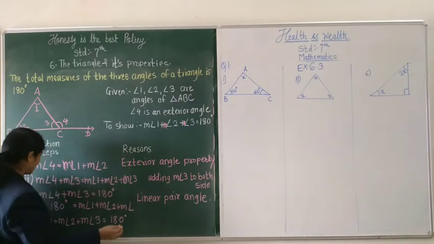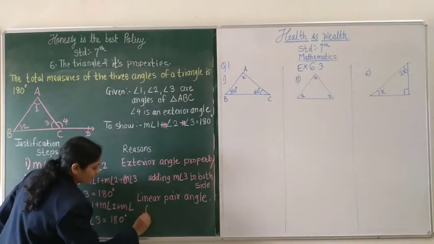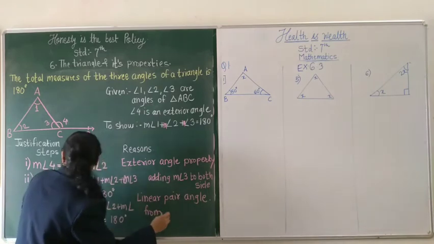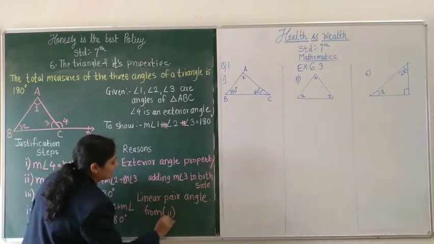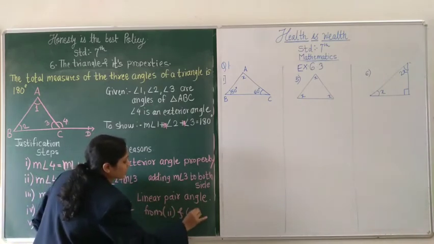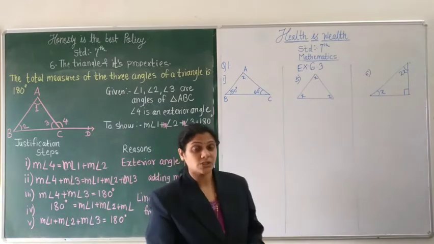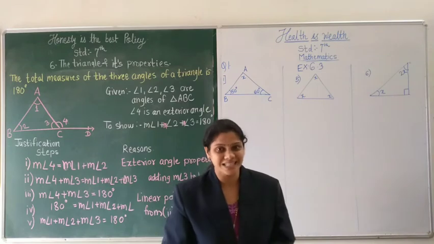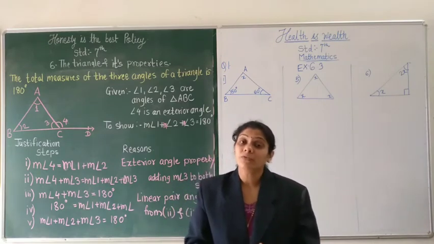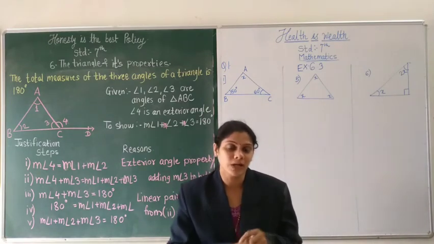And we get this statement from the second and third. So like that, we can prove that the sum of measures of three angles of a triangle is 180 degrees. But what do we have to write when solving a problem?